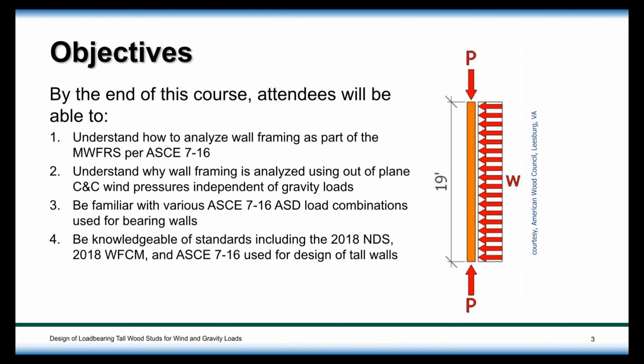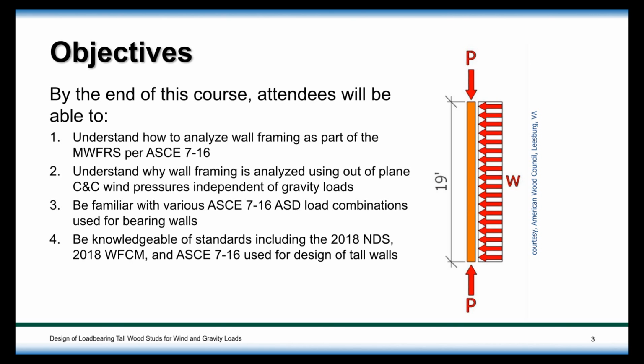So we want to look at ASCE 7-16 today and understand a little bit about analyzing wall framing as part of the main wind force resisting system, and also looking at analysis using out-of-plane, component, and cladding wind pressures independent of gravity loads.